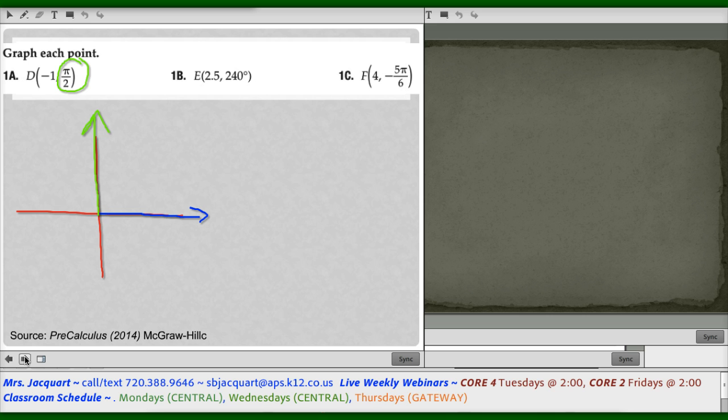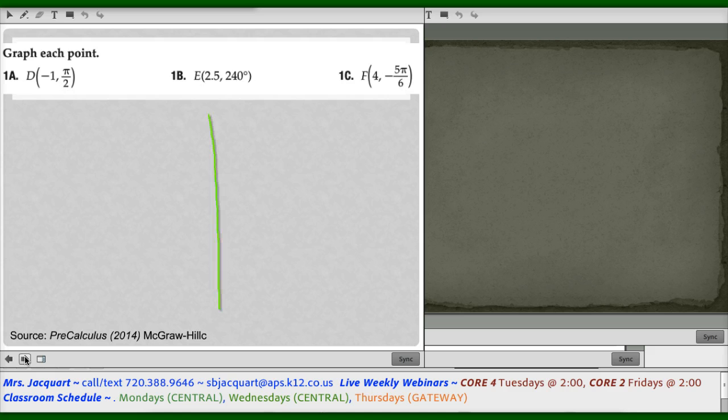However, we're at -1. So instead of going up to +1, this would be 1 comma pi halves. We need to go -1, so we're actually going to come down here, and we're going to come here. There's my point. And this is -1 comma pi halves. Takes a little while to get used to it. I think it's fun. I like doing things weird, so that's why I think it's fun.